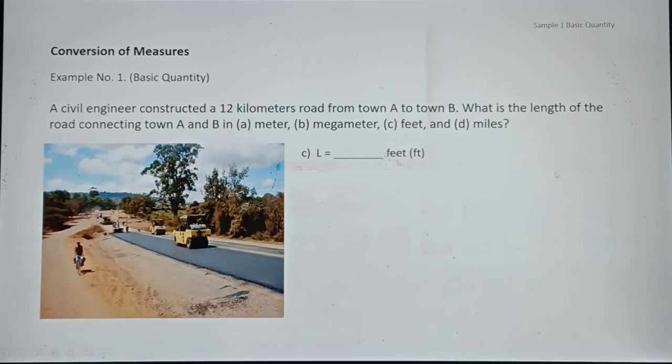In letter C, the conversion is from metric to English. The requirement is to convert the 12 kilometer length to feet. In this case, two conversion factors are needed unless we obtain first the direct conversion between kilometers and feet. So the conversion factors are 1 kilometer equals 10 raised to the third power meters and 1 meter equals 3.3 feet. Now let's substitute and calculate.